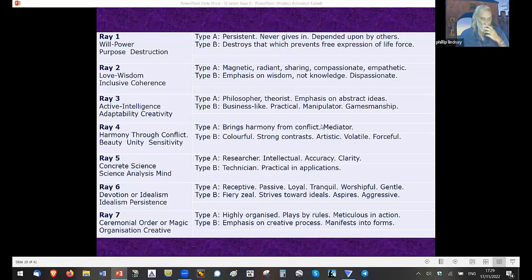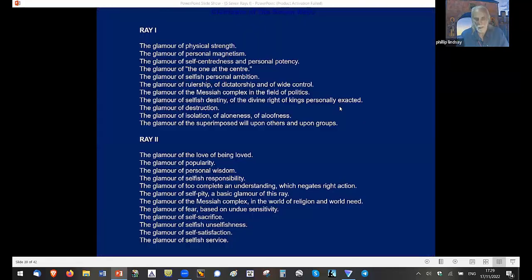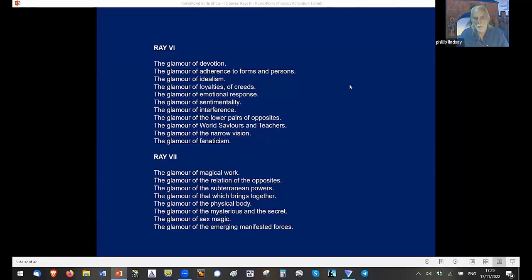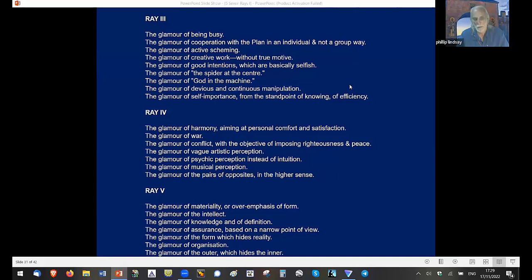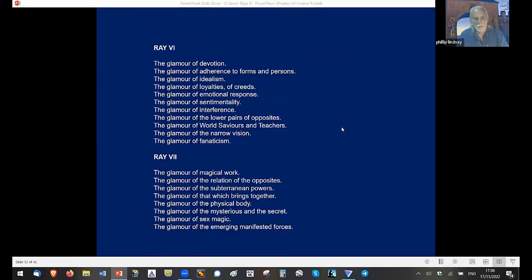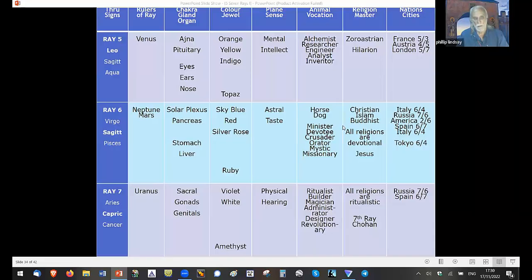So we have reached the end of the class. We've pretty much gone an hour and a half. I could go into this next section, but it would take me quite a while to go through the glamours of the rays. Perhaps we can attack this next week and answer a few more comments and questions. The glamours, though, I'd like to spend a lot more time on that, at least 10 minutes, going through all the glamours of the rays.